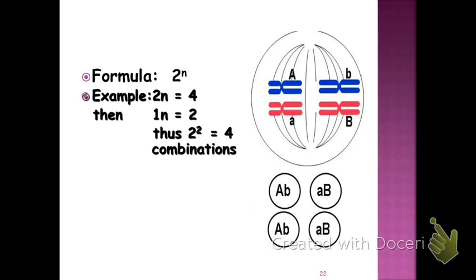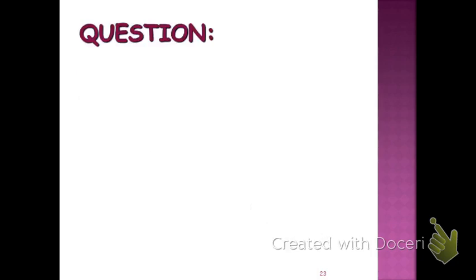To find out how many combinations, we use the formula 2 to the power of n. I probably won't have you do this, but in case you had to, n is the total number of chromosomes, so 2 to the power of 2 would be 4 combinations.